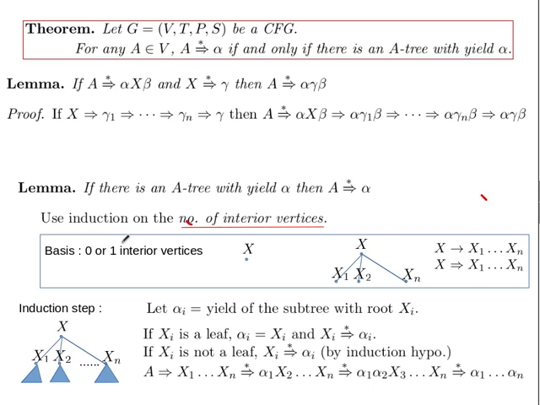So here is one direction. Again, you see that we have to break it down into one direction. Here we are proving that if you have a tree with yield alpha, then you have this derivation. The basis is just if you have a single node, or if you have just this one branching, so there is nothing below this. In both cases it holds.